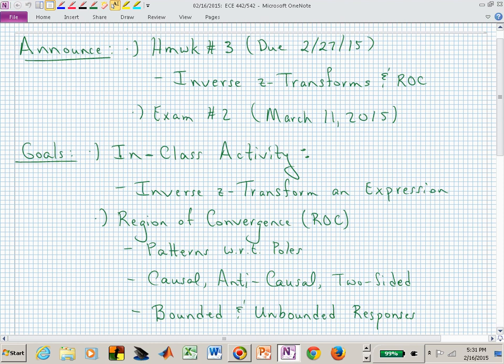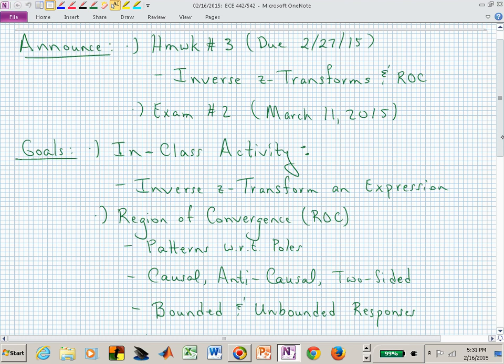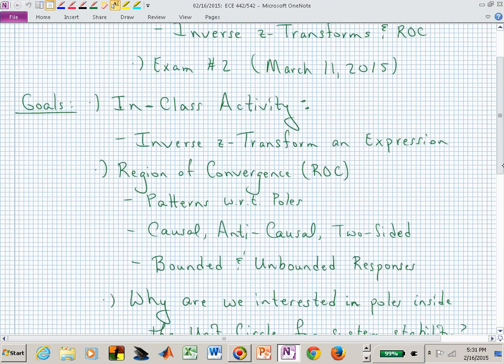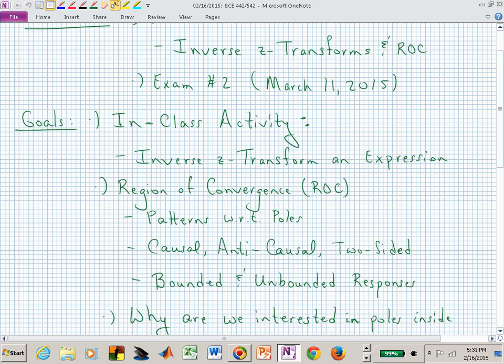Homework number 3 is not due this Friday. This is a Monday, is that correct? Trying to remember what day we are on. Homework 3 will be dealing with inverse Z transforms and how you then use the region of convergence to tell you what you're obtaining as an answer. That's why we're interested in the region of convergence. As a reminder, just for your planning purposes, exam number 2 is March 11th. That's a couple of Wednesdays from now, a little bit more than that.